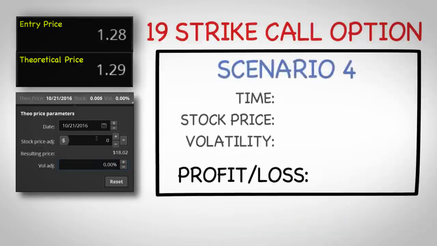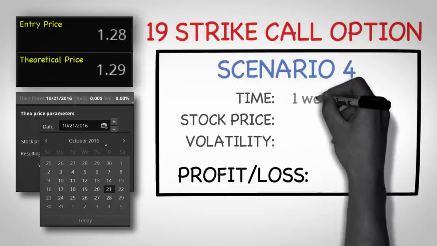Now, the reality is there will rarely ever be a time when only one of these factors changes without the other two also changing. The underlying stock's price and implied volatility will constantly be changing on a daily basis, and time is always passing. So now let's look at a few scenarios where all three of these things are affecting the option's price at once.